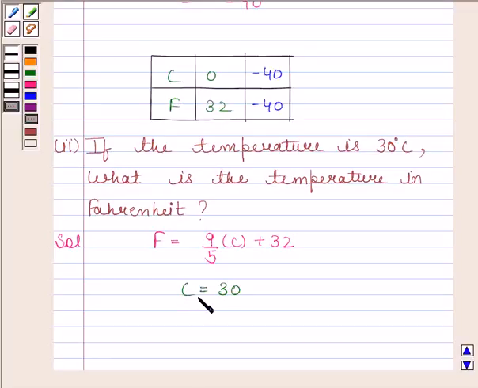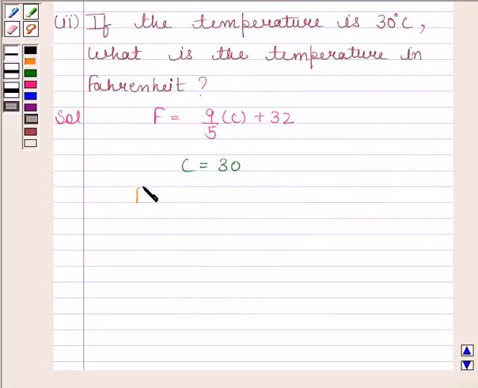We will now put the value of C in this equation. So F is equal to 9 by 5 into 30 plus 32. Multiplying 30 by 5, we get 6. So this is equal to 54 plus 32. And this is equal to 86. Therefore, when the temperature is 30 degrees Celsius, the temperature in Fahrenheit is 86 degrees Fahrenheit.